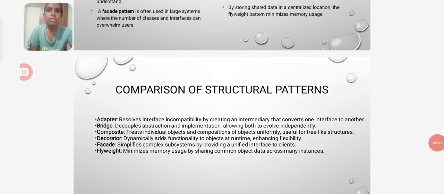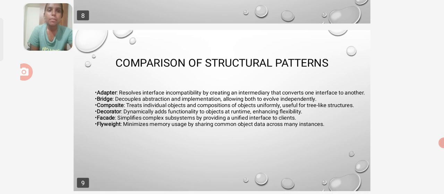Comparison of structural patterns. Adapter resolves interface incompatibility by creating an intermediary that converts one interface to another. Bridge decouples abstraction and implementation, allowing both to evolve independently. Composite treats individual objects and compositions of objects uniformly, useful for tree-like structures. Decorator dynamically adds functionality to objects at runtime. Facade simplifies a complex subsystem by providing a unified interface to clients. Flyweight minimizes memory usage by sharing common object data across many instances.